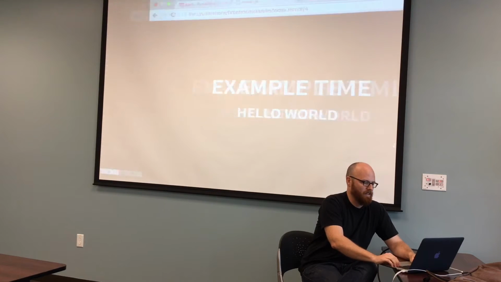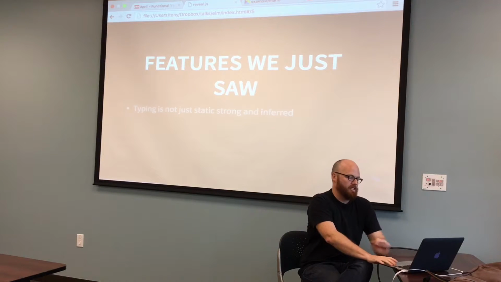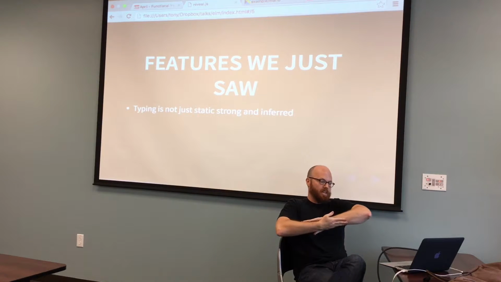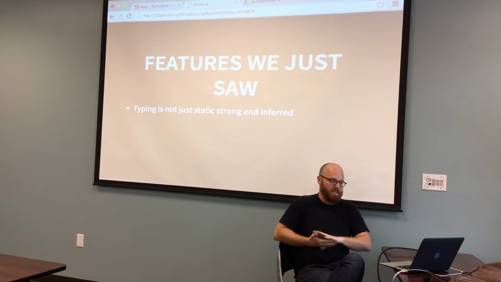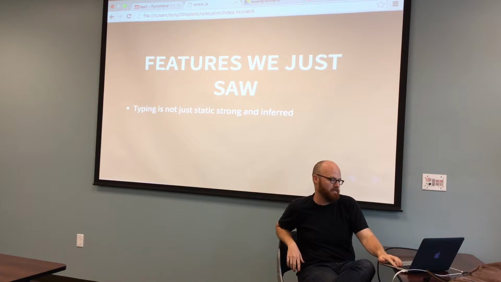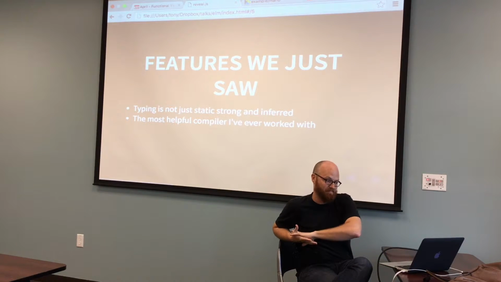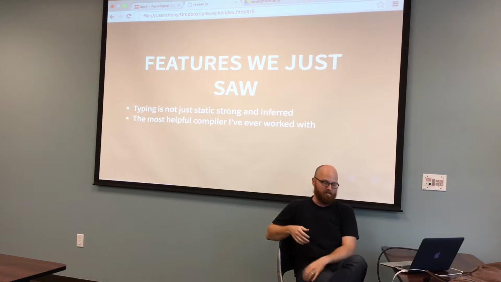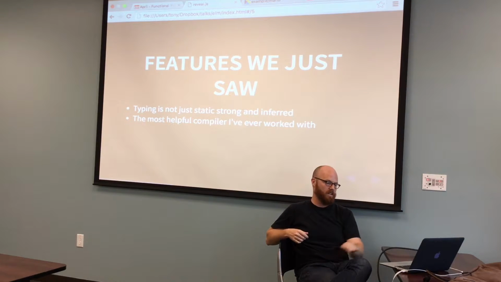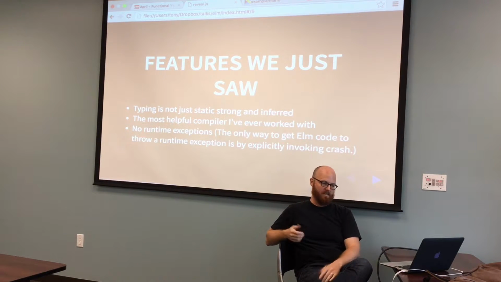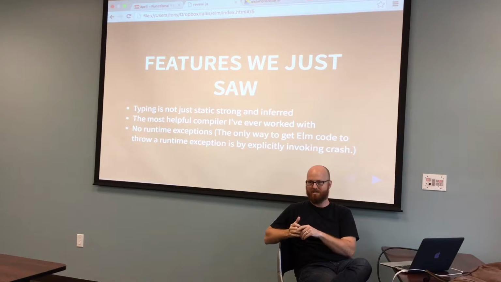Cool. Let's jump back over. So the features that we just saw: it is typing that's not just static, but it's strong and inferred typing, which basically has created the most helpful compiler that I've ever worked with. And we get the guarantee that there are no runtime exceptions. The documentation says the only way to actually do it is by explicitly calling crash, which is a function of their API.